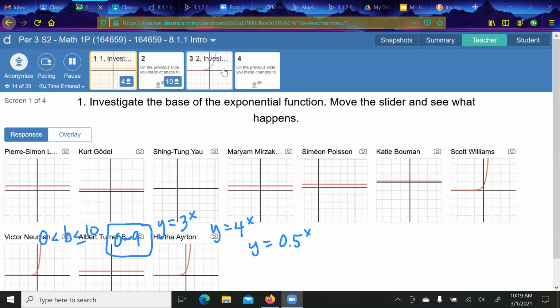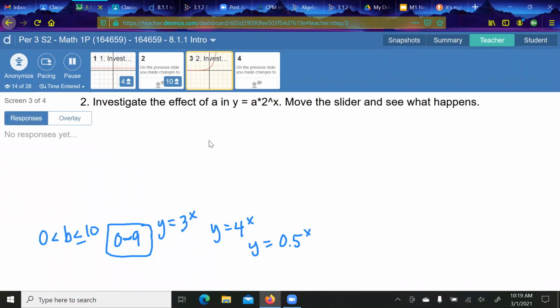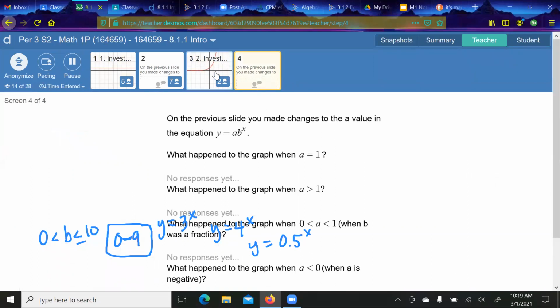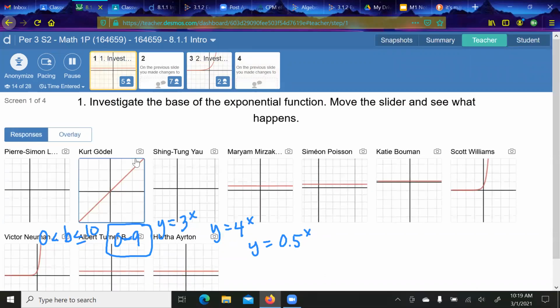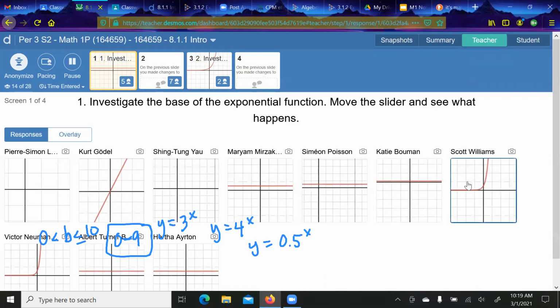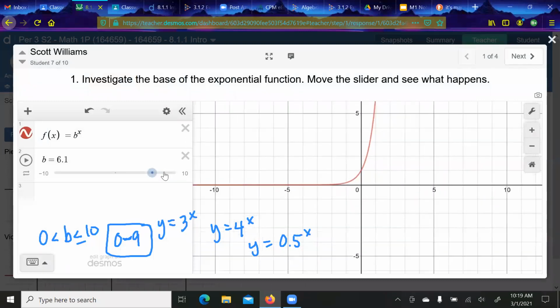Good job. Okay, now let's go on to slide 3 here. Investigate the effect of A in y equals a times 2 to the x power. Move the slider and see what happens. So make B 2, okay, make your B 2 and then slide the A slider. So let's see, I'm trying to, so let's go over, oh no, I go back to the slider one. Maybe this person looks like they have it. So make B 2.